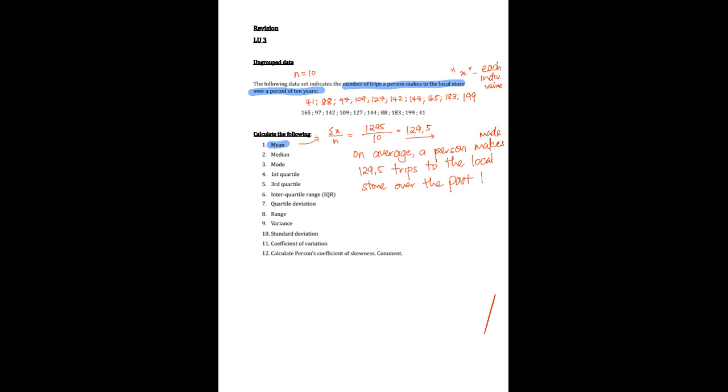There are certain ones where you will have to stick to a particular wording or include a specific word here and there. But when it comes to your average, your mean interpretation, as long as you're saying that on average, this is the number of blah, blah, blah, or this is how many blah, blah, blah, then you're perfectly fine. So here, on average, a person makes 129.5 trips to the local store. You can stop there if you'd like. But if you really want to go further, you can say, on average, a person made 129.5 trips to the local store over the past 10 years. Okay, and that's your mean done. The next one then is your median.